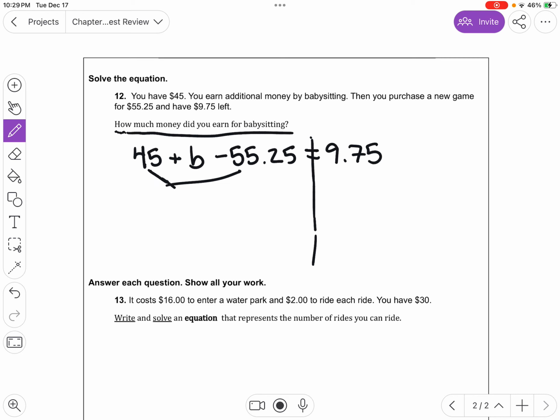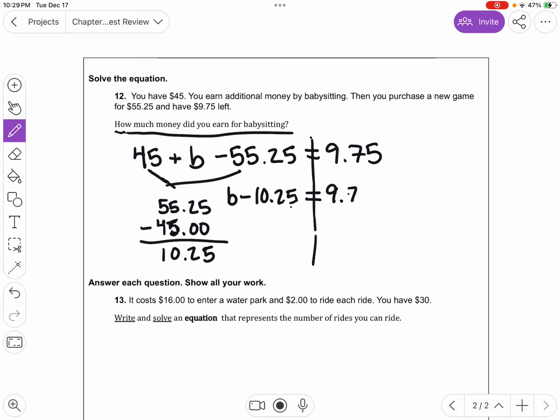45 minus 55.25. Those two have opposite signs, so they're going to fight each other and subtract. 55.25 is the bigger value, so we'll put that on top. I should get 10.25. It was negative, so this is going to be minus 10.25 since negative 55.25 is bigger than 45. And we are going to set that equal to 9.75. After this, my last step, all I would need to do is just add that 10.25 to the other side.